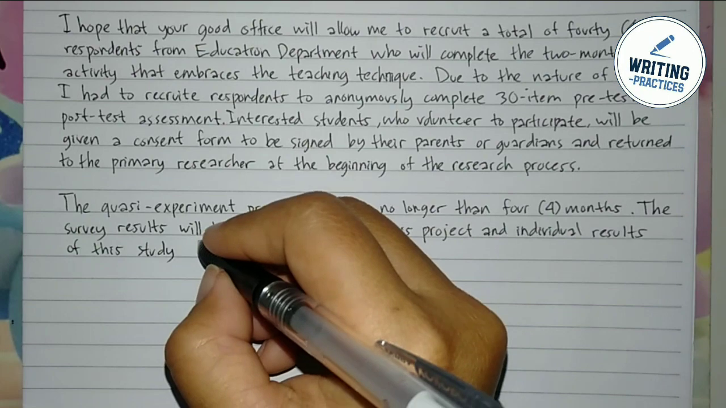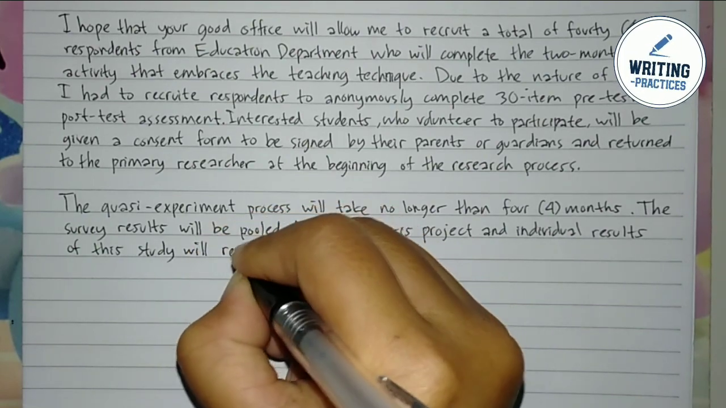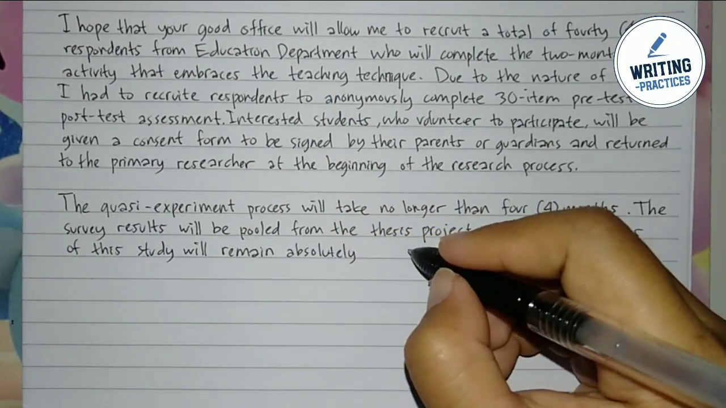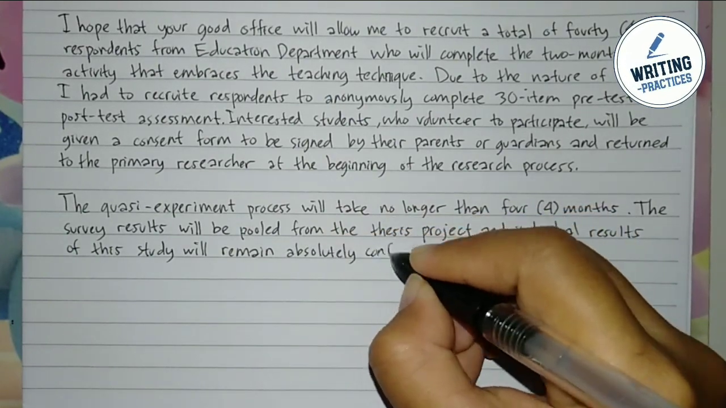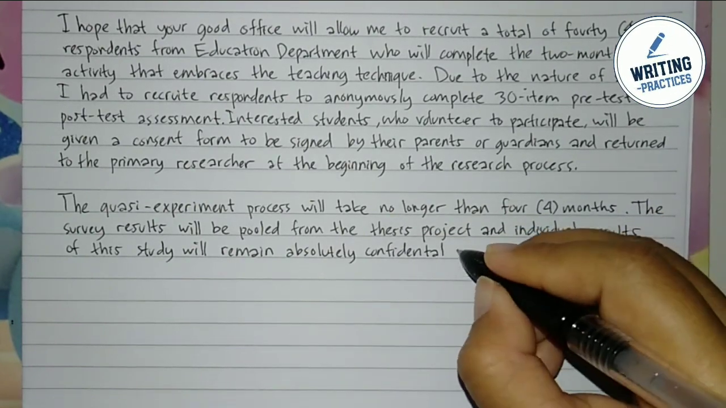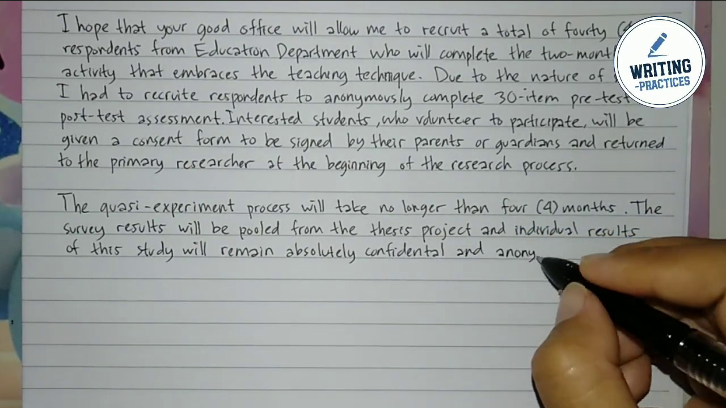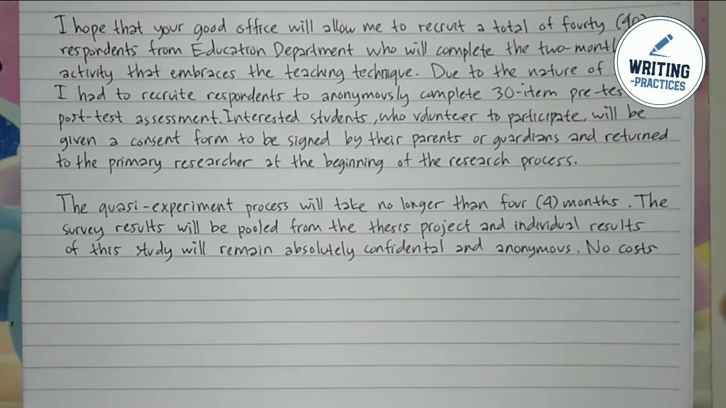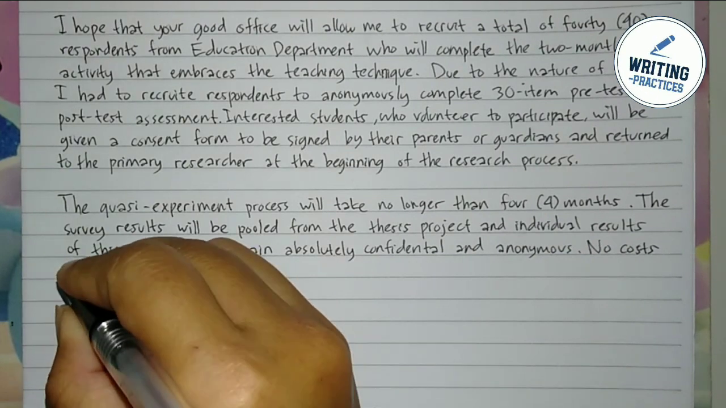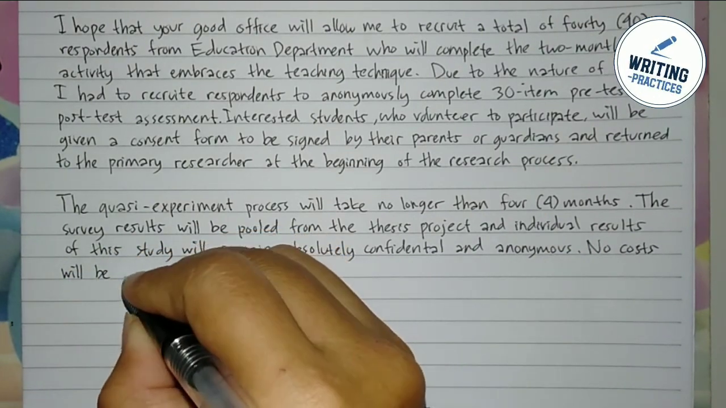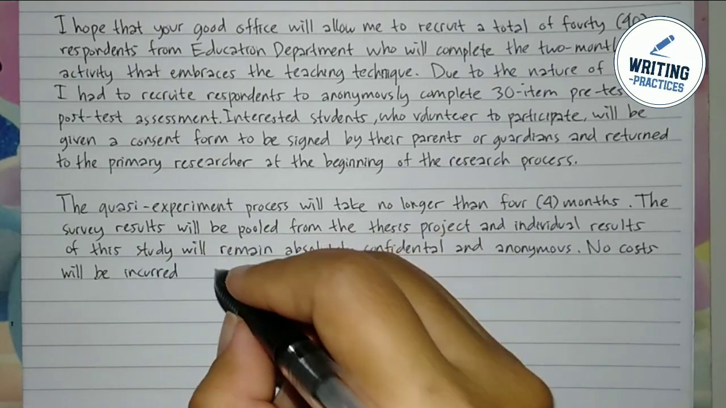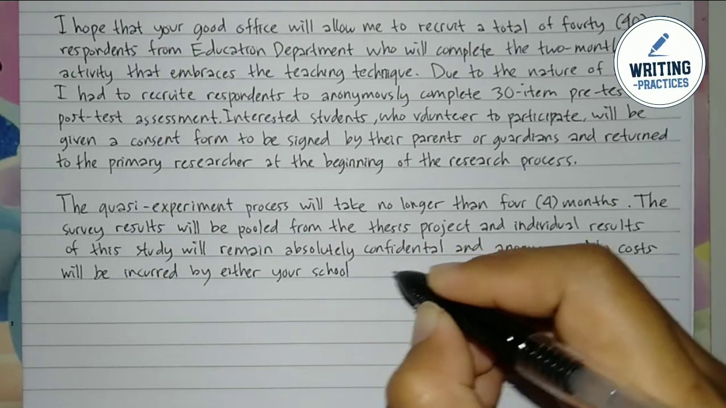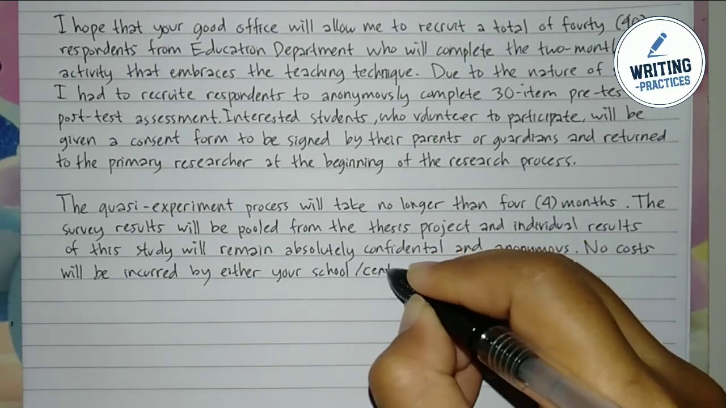And write about the privacy of the individual's results. It is a must for you to keep it anonymous and mention it here. And don't forget to mention that this survey costs nothing to the institution and the individual participants. Your thesis must require this statement, so don't forget to mention it.